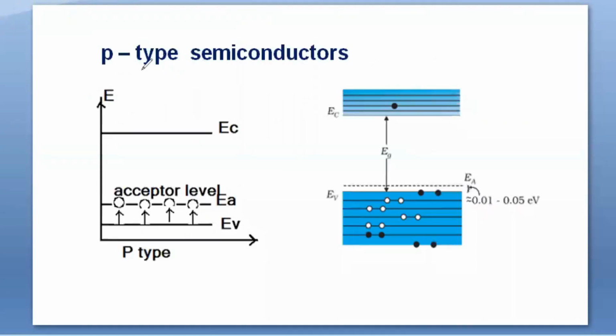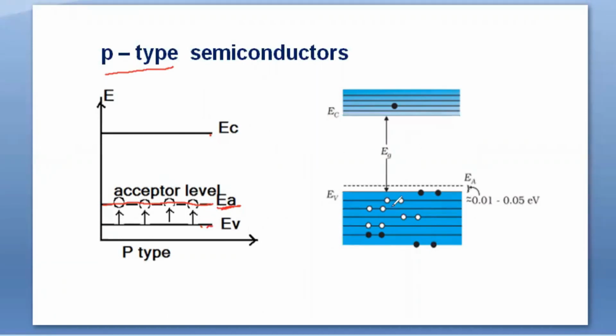This is the energy level diagram in a p-type semiconductor. In a p-type semiconductor, we have the valence energy level and the conduction energy level, and due to the impurities, we have one more energy level. These impurities are called acceptors, so that impurity energy level is called the acceptor energy level, represented with EA. This acceptor energy level lies near to the valence band.